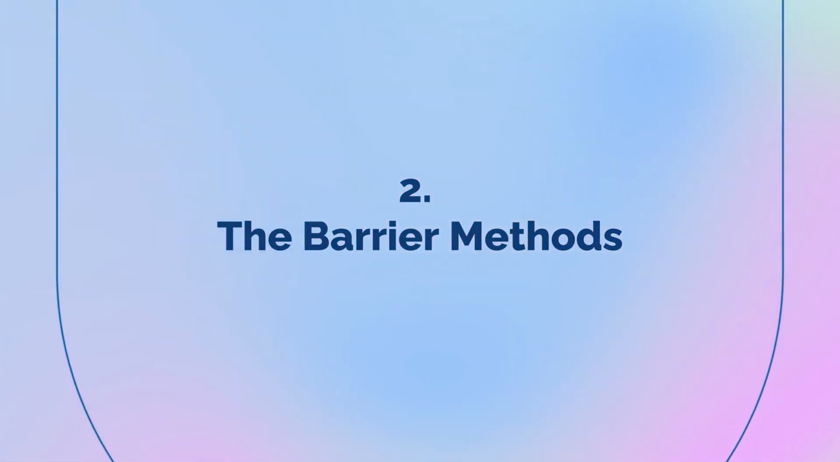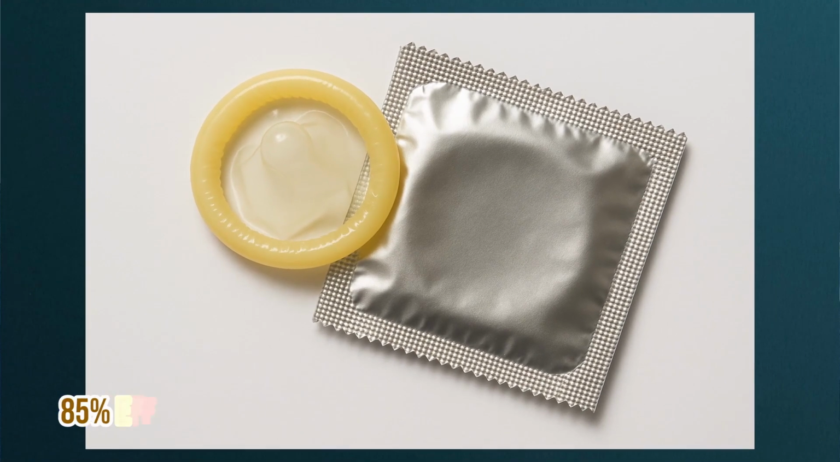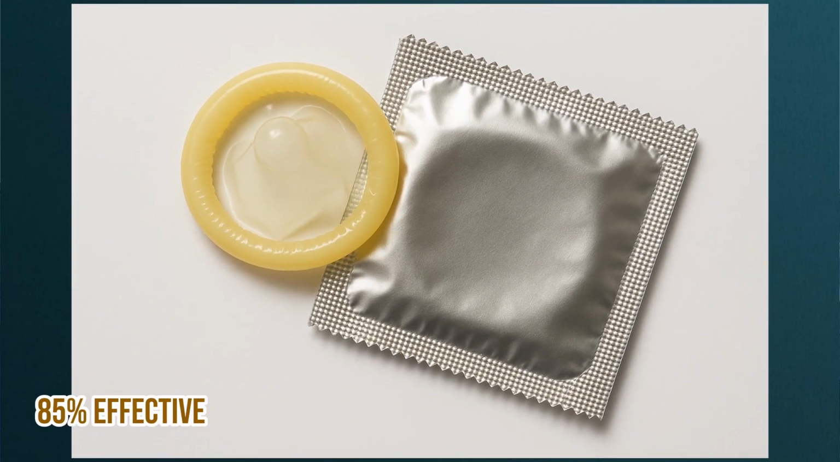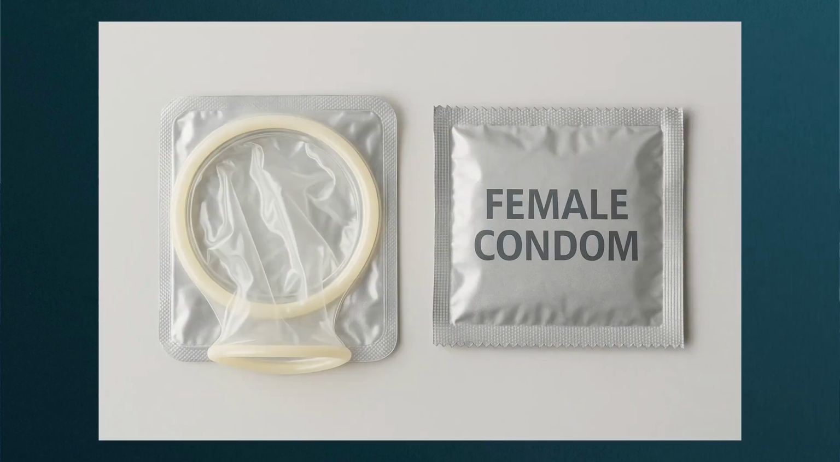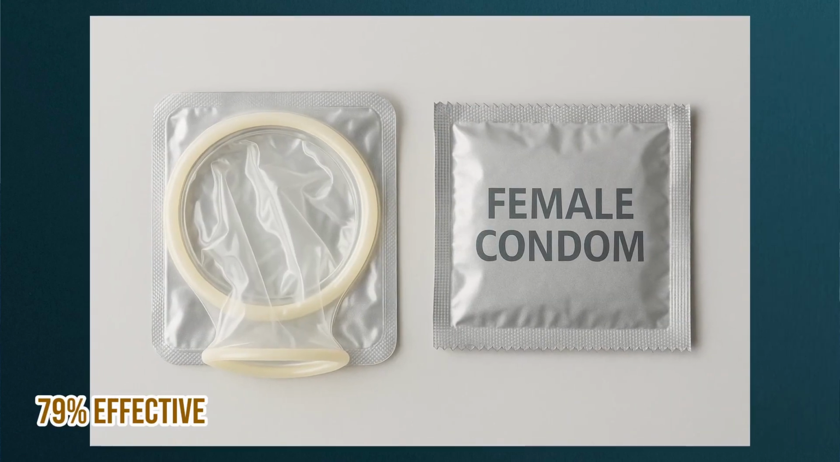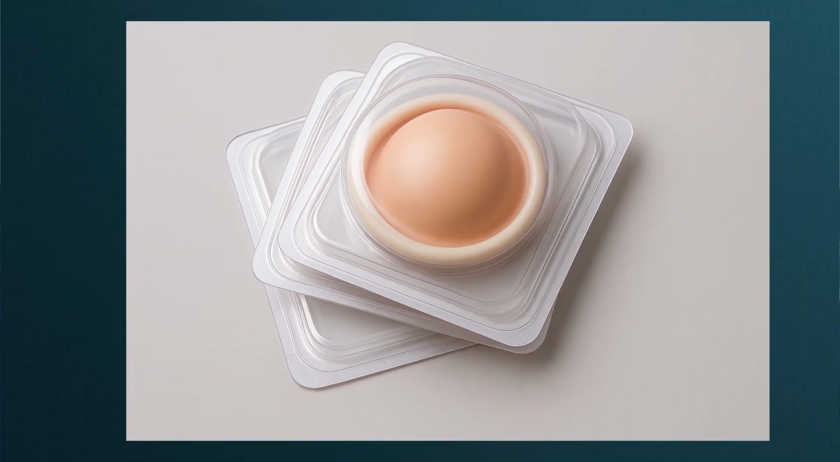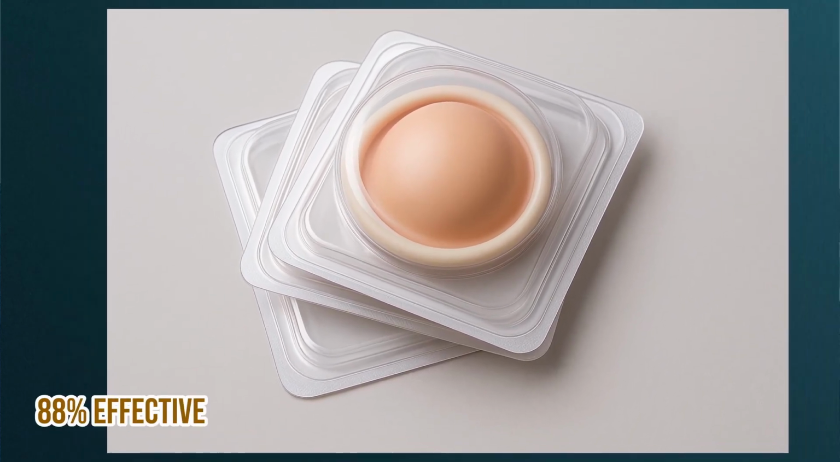The second type of contraception I'll be talking about are the barrier methods. These are methods that prevent the sperm from getting to the uterus to fertilize the eggs. And some of these methods include using male condom, which is about 85% effective, or using female condoms, which are about 79% effective, or using a diaphragm, which is about 88% effective, or a cervical cap.